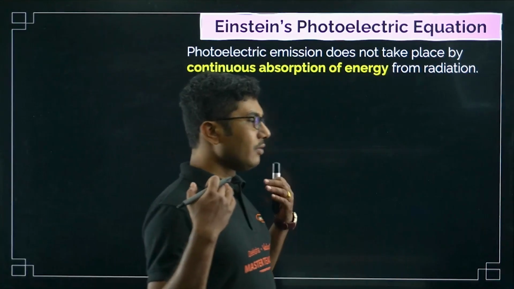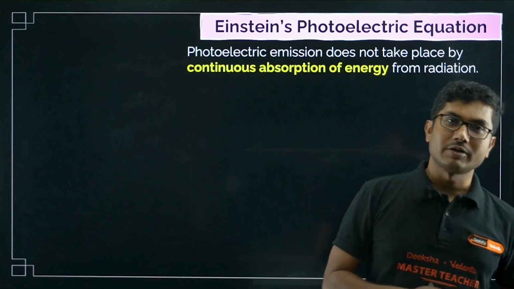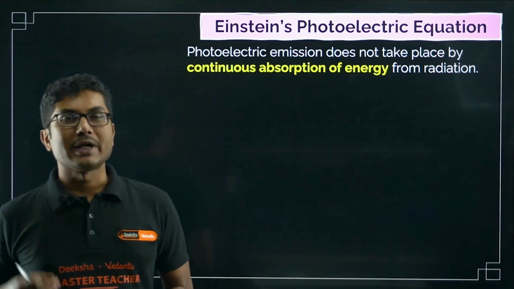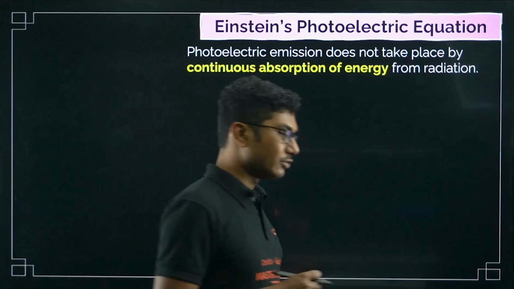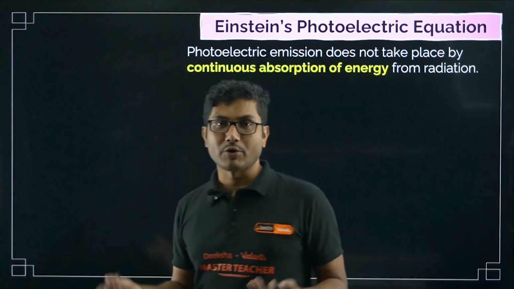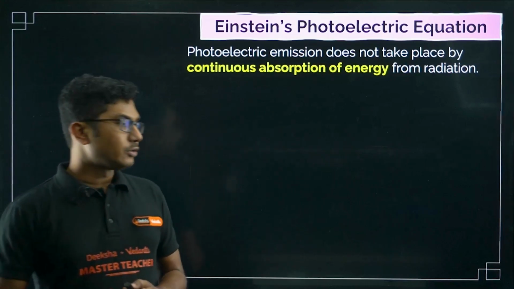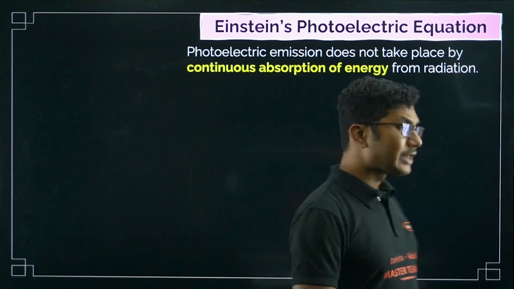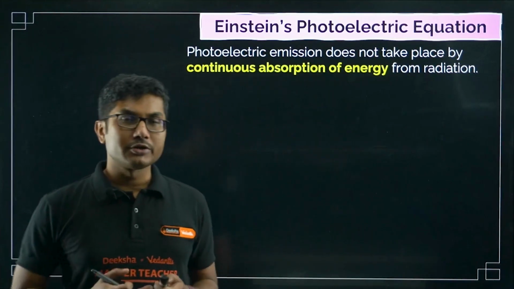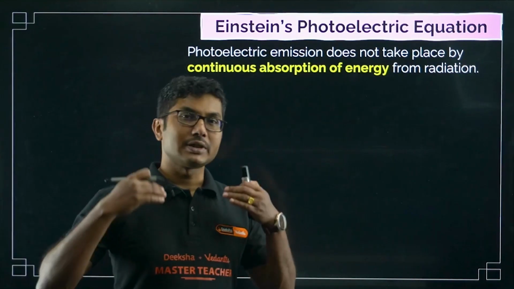But the photoelectric emission is an instantaneous process. As soon as the light is falling on the metal surface, the electron is coming out. It takes about 10 to the power of -9 seconds to happen, so that is why it is called an instantaneous process. It does not have a visible time lag. To explain that, Einstein said that the process is not because the metal surface is absorbing energy, it is happening for something else.